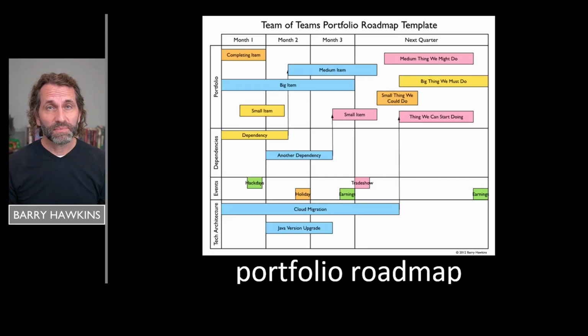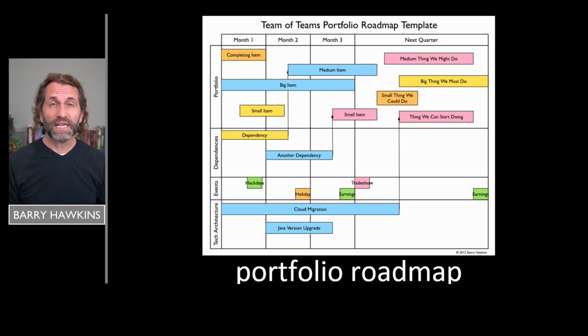Team of Teams uses a particular roadmap format with 4 lanes. One to identify the actual portfolio items or initiatives that are being worked on, another for its dependencies, a third for key market events and rhythms that we want to be sure and capture the timing of, and then lastly, technical architecture, where key investments in the health and well-being of our products and platforms are being clearly pointed out as important investments to be making.